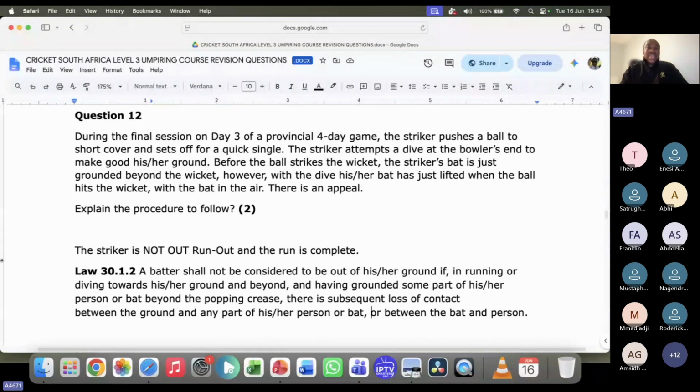Just a reminder, in the exam, you do not have to state the law number, and you also do not have to repeat the law verbatim. You just have to write down your understanding of the relevant law. And of course, whenever there is an appeal, the first thing you need to do is answer the appeal.